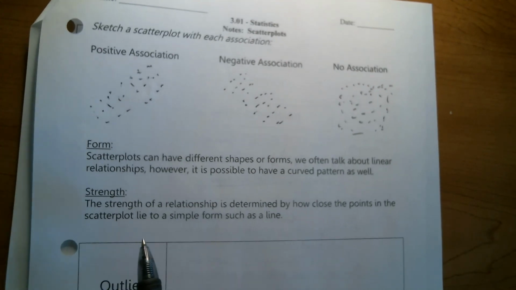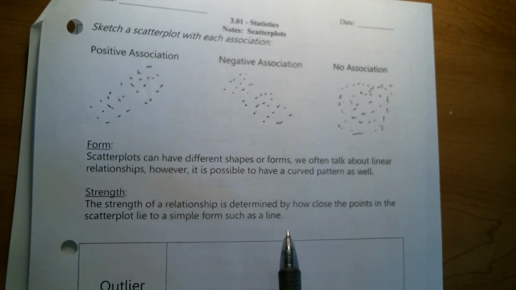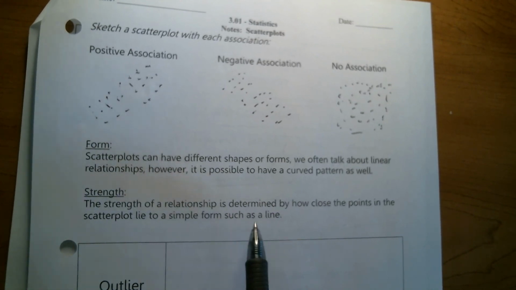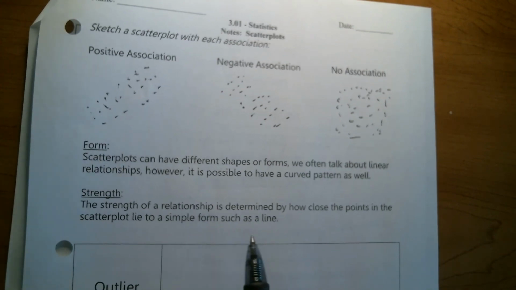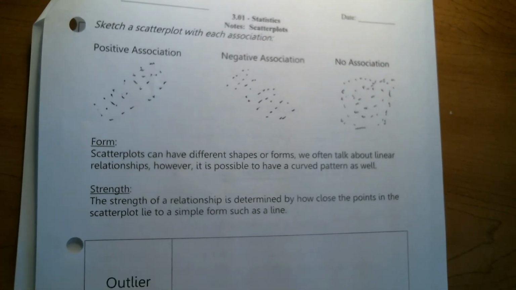The strength of a relationship is determined by how close the points in the scatter plot lie to a simple form such as a line. All right, so we're going to have ways of measuring strength, but for right now, we'll just say like, oh, it's very strong or mild or weak, but we will eventually attach a numerical value to that.